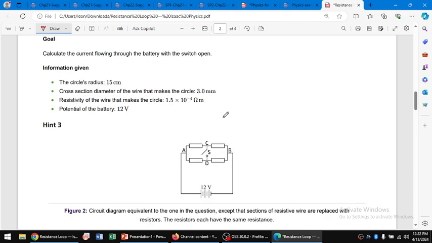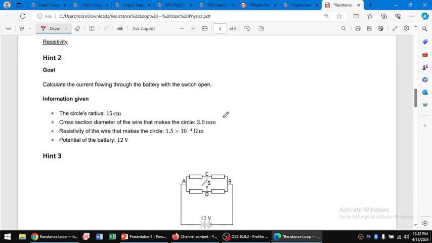So the main goal in this problem is to find the current, and the given information is the radius of the circle, 15 centimeter, the cross sectional diameter, 3 millimeter, the resistivity of the wire, 1.5 into 10 to the power minus 4 ohm meter, and the potential difference, 12 volt.